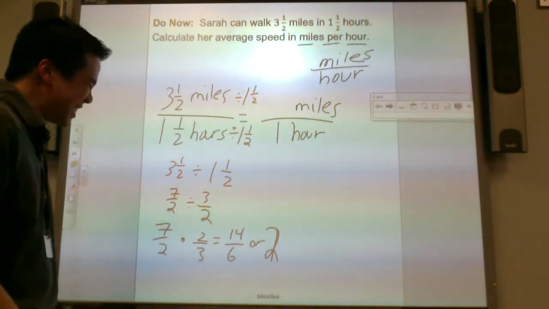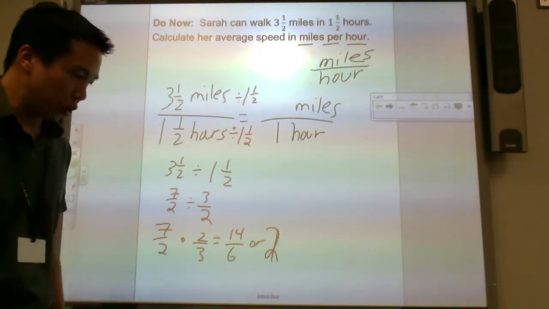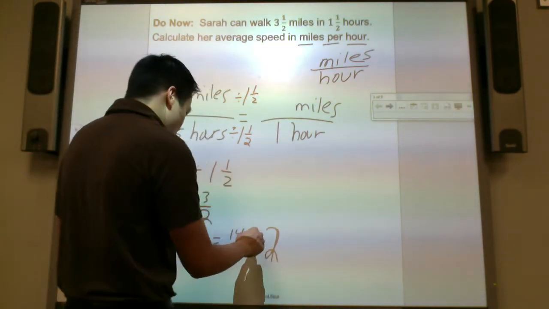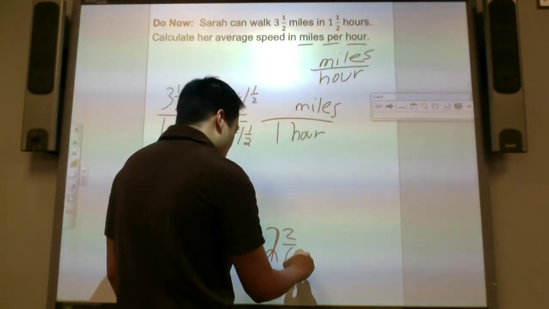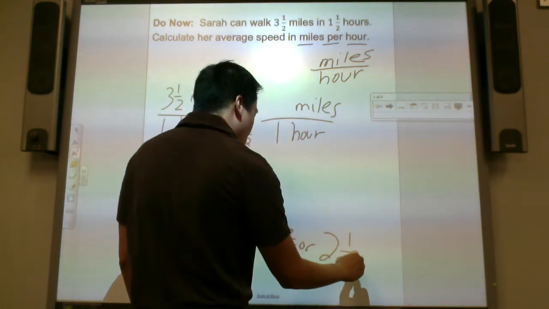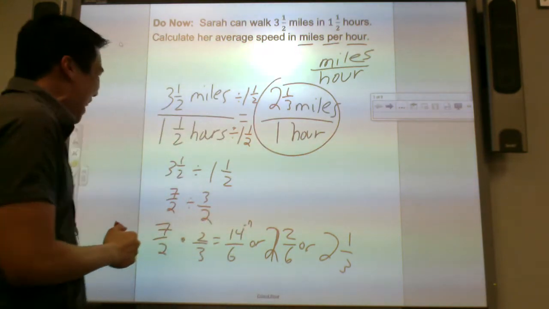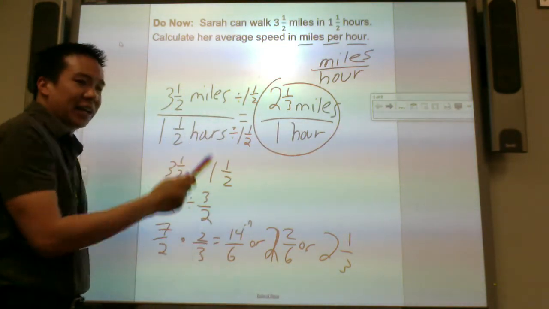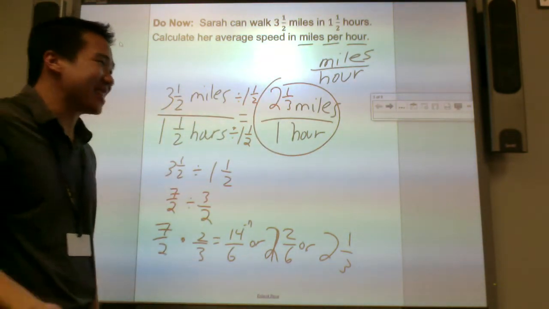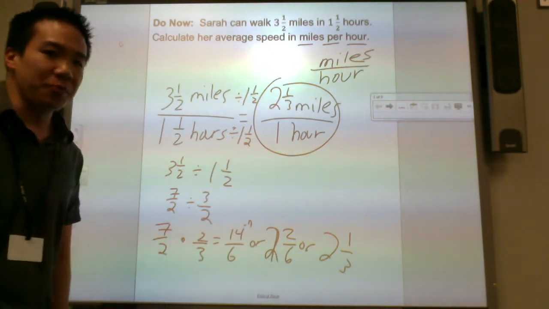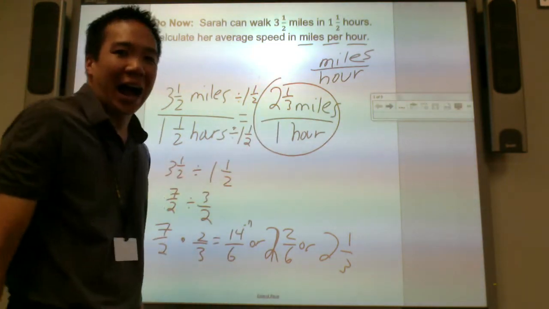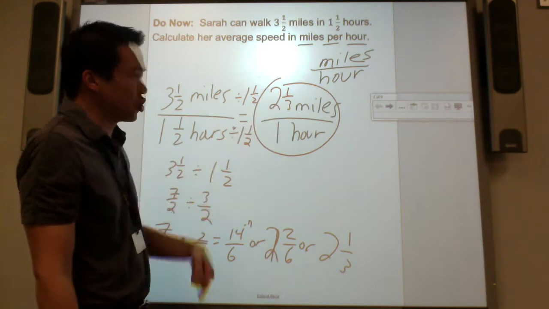How many groups of six go into 14? 2 groups, which is 12. So 2 and 2/6, or even 2 and 1/3. So Sarah can walk 3.5 miles in 1.5 hours. That's the same thing as saying 2 and 1/3 miles per hour. So every hour she walks 2 and 1/3.